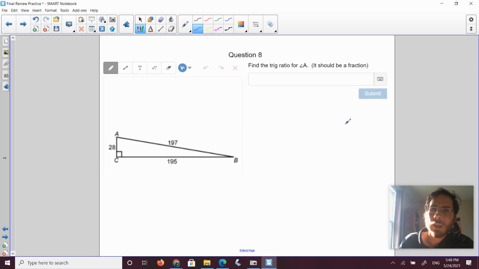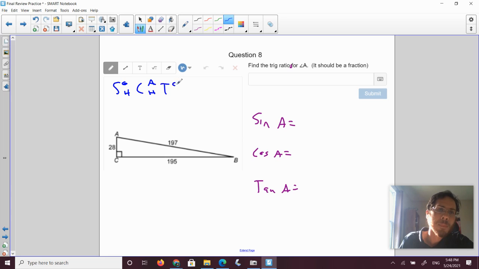For number 8, we want to find not the trig ratio for A, all the trig ratios for A. So we want sine, cosine, and tangent. So sine of A, cosine of A, and tangent of A. So we're going to use SOHCAHTOA. Try and figure this one out.